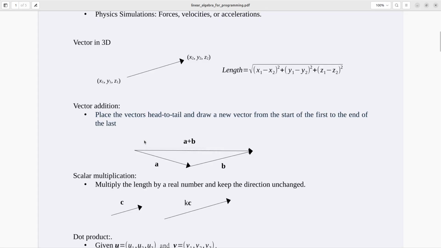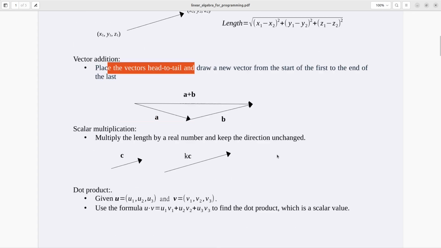And we can also do vector addition. So we can add vectors, but the addition isn't like adding numbers so simply. So how can we do the addition of vectors? We need to place the vectors head to tail and draw a new vector from the start of the first one to the end of the last one. So the first one is A and the last one is B. So I start with the starting point of the first vector, which is A, and then I will end with the ending point of the last vector, which is B. So A plus B is this one. So A plus B is obtained by adding the two vectors, and the resultant vector is just this one, A plus B, okay?